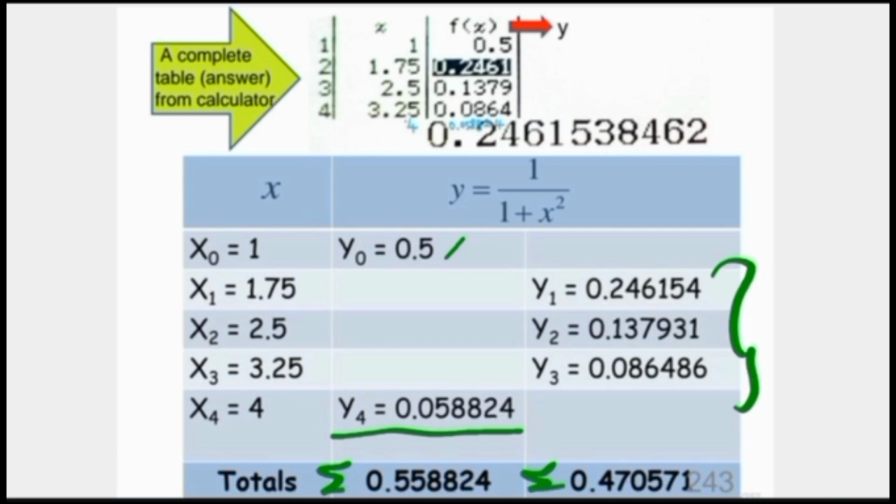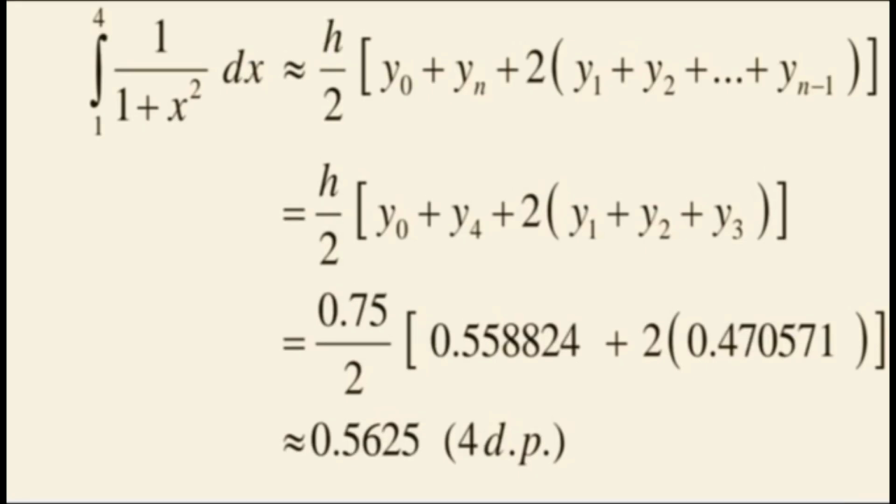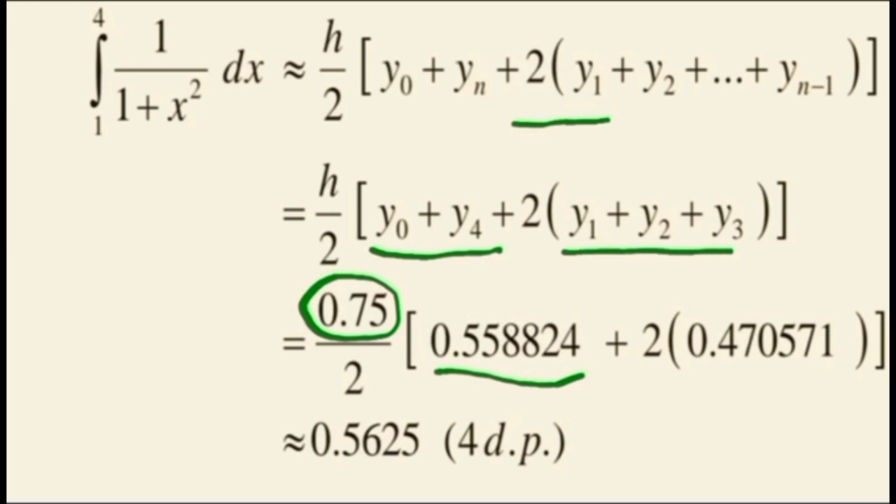And as soon as we got this, we move to the next step, which is, now we need to just transfer all the information in the table to the formula, which is this. First, we have to substitute the h, which is the 0.75 we found out. Next, we substitute with the y initial plus y4, which is the sum of the first column. So this is it. And then we times 2 with the sum of the second product, which is y1 plus y2 plus y3. And here it is. And finally, we got our answer.